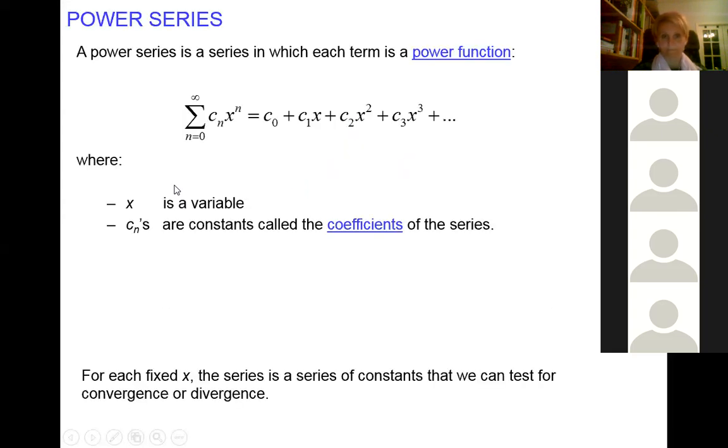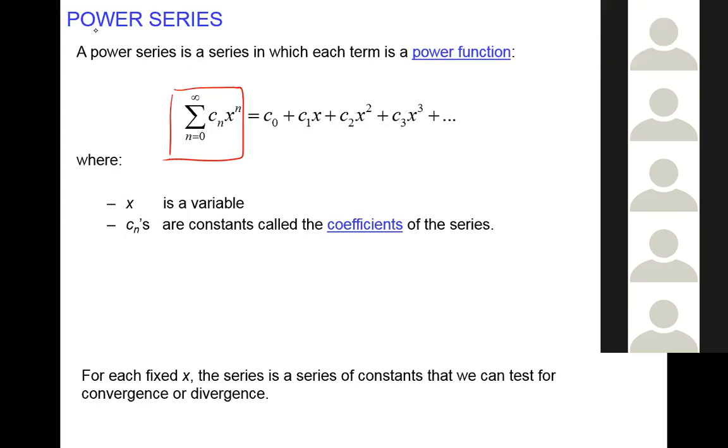Series. Okay, let's see what it is. A power series is a series in which each term is a power function. We know what a power function is, like x to the power of 1, x to the power of 2, 3, 4, and so on. That means we will have this type of formula.